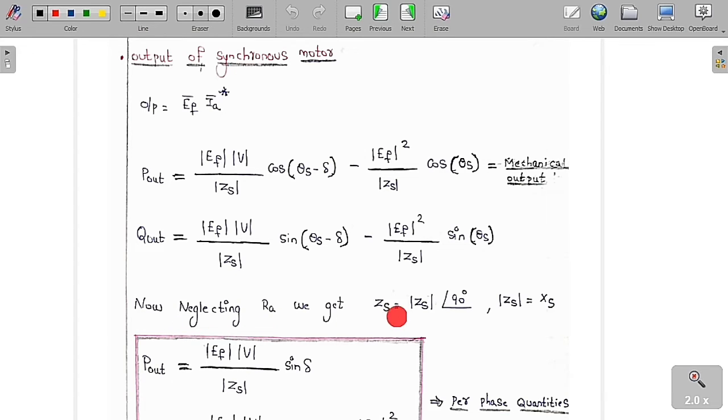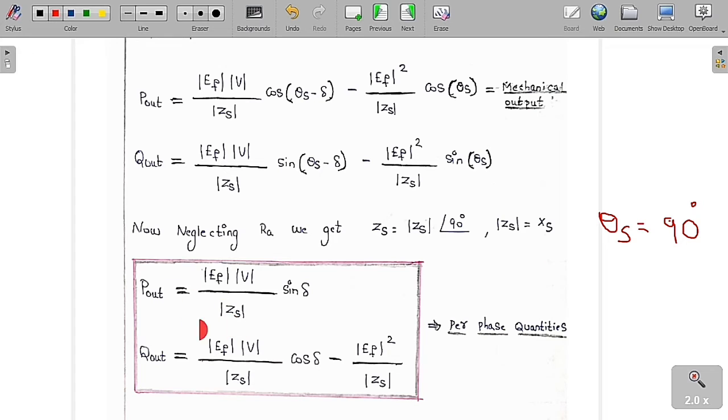Then we are going to get ZS is equal to mod of ZS at an angle of 90 degrees, and mod of ZS is equal to XS. And theta S is equal to 90 degrees. So if you substitute theta S is equal to 90 degrees, cos of 90 minus delta is equal to sin delta. Here cos 90 is equal to 0, so this expression is going to become 0. Similarly, if you substitute here also, sin of 90 minus delta is cos delta, and sin 90 is 1. You are going to get in this format.